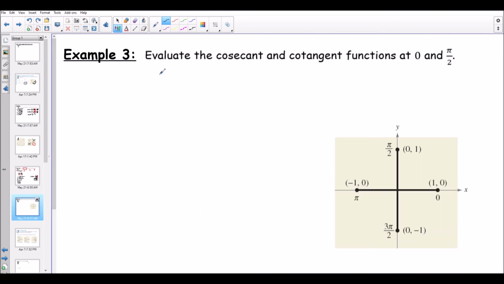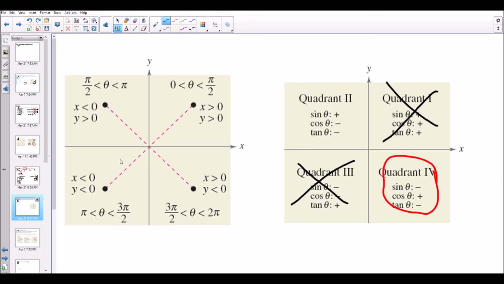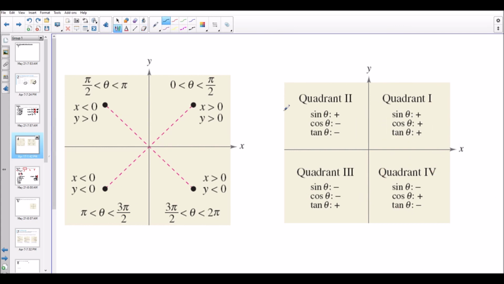Okay, now example 3, evaluate the cosecant and cotangent functions at 0 and pi over 2. Now, 0 and pi over 2, these are quadrantal angles that we talked about back in the last section, meaning they are angles that fall on the quadrant lines, the lines that separate two different quadrants. So we're not going to be relying on these charts for the sine, cosine, what have you, because they're going to fall on the lines.